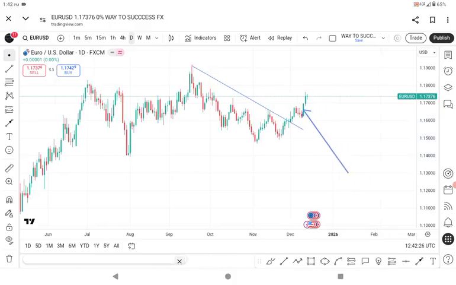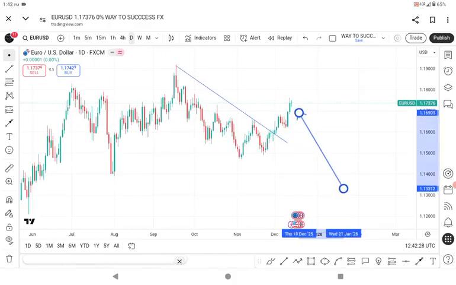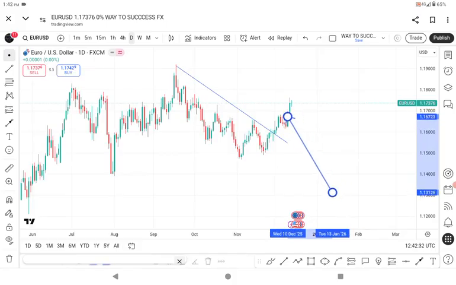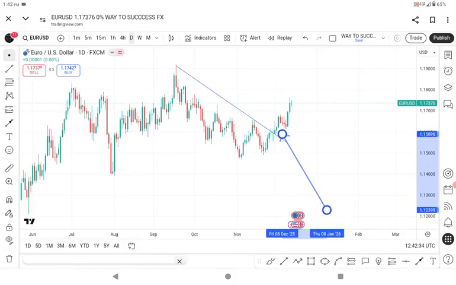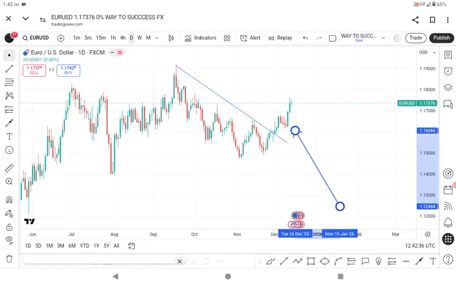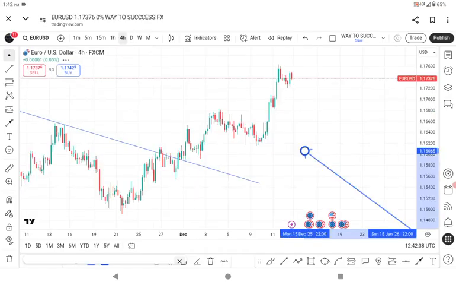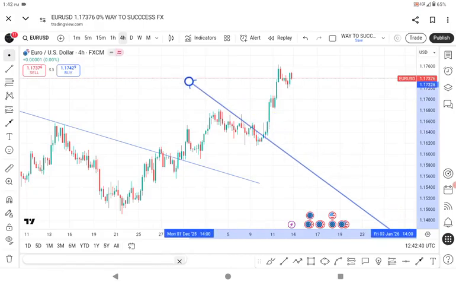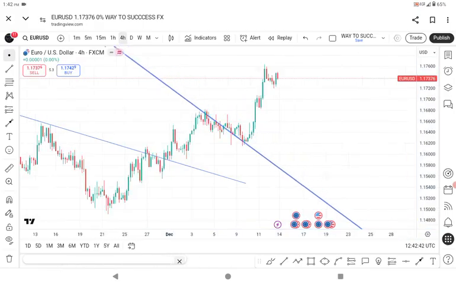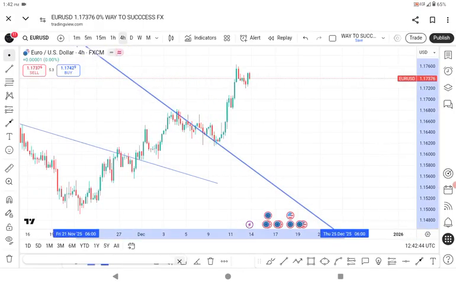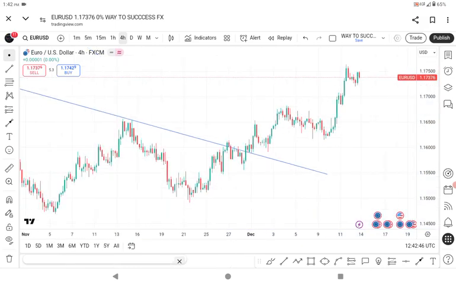So now what do I have? If you look here, we have a proper imbalance at this level. I'm expecting price to come back into this imbalance, which is also a consolidation zone before expansion. So let's look here in H4 to see what we've got.